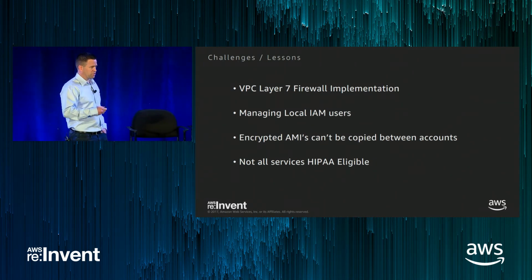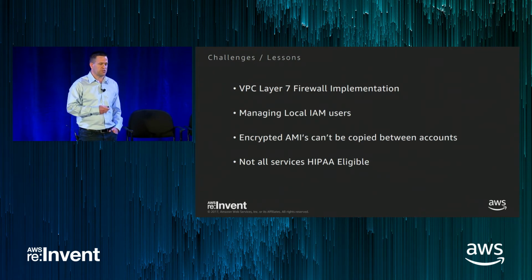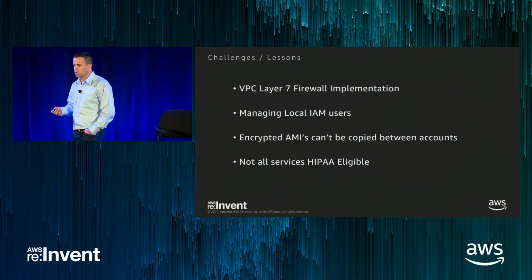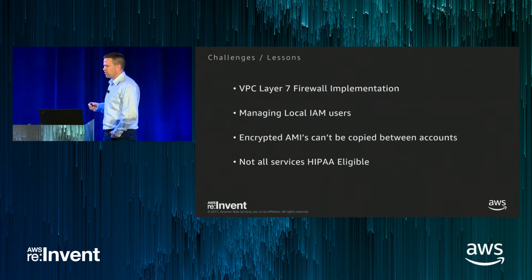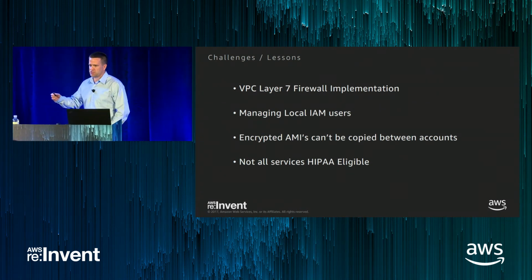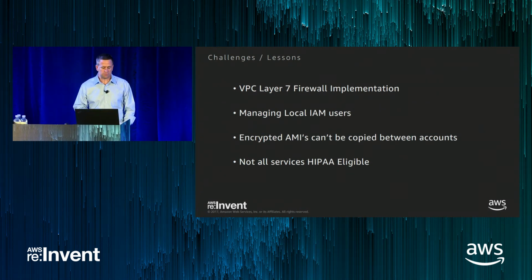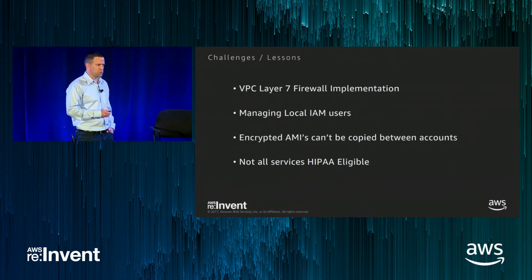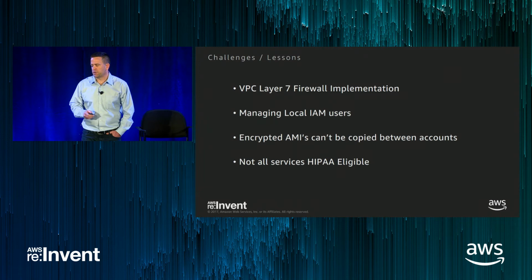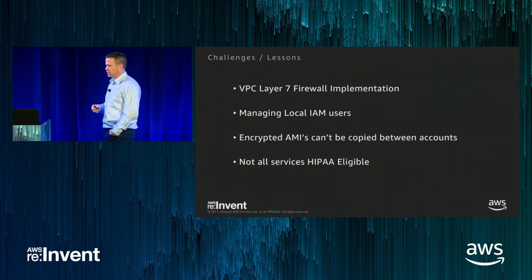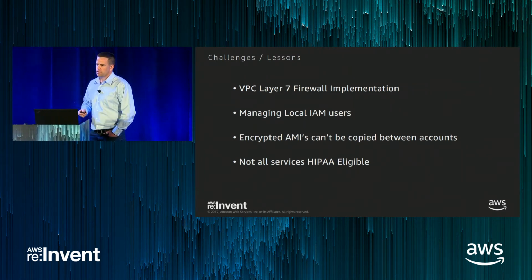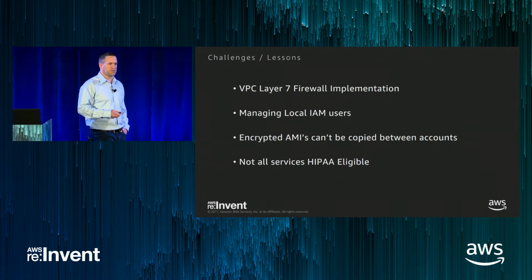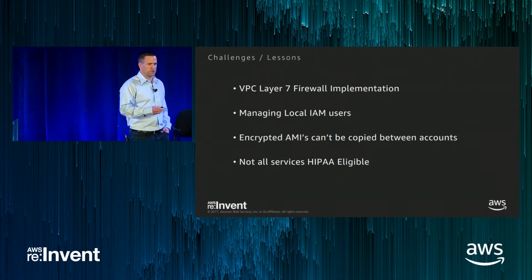As we started to build out additional accounts, it became obvious that managing local IAM users would not scale well. So that led to the identity federation architecture that I mentioned earlier. We found out we couldn't copy encrypted AMIs between accounts, but we learned about a workaround where you can share an encrypted EBS volume, re-encrypt it in the destination account, and then build and register an AMI from it.